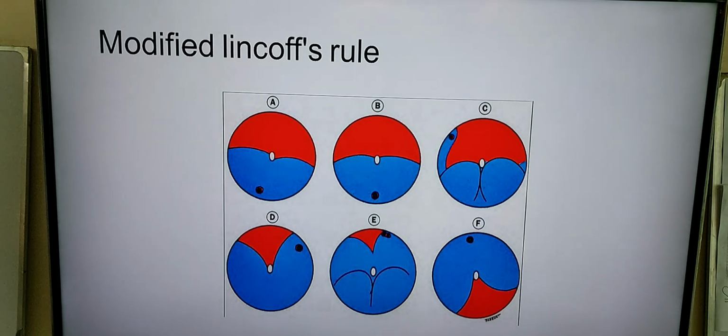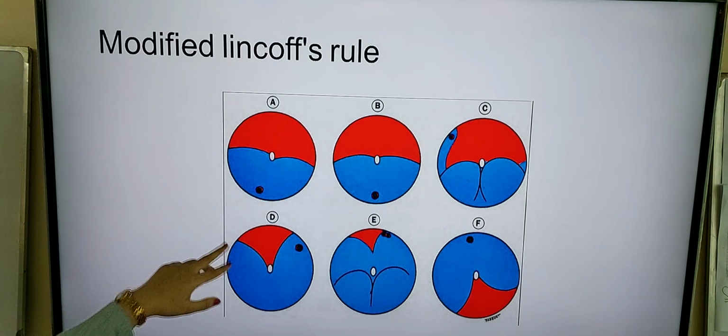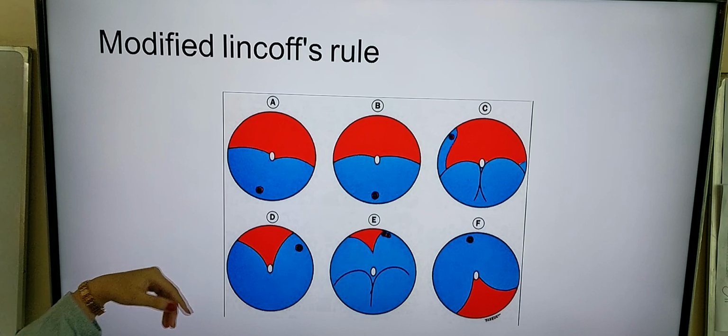If there's a shallow break inferiorly, the fluid level will be higher on that side. For example, here in this picture, you can see that the break is present temporally, and the fluid level is higher on that side. If the primary break is at 6 o'clock position, the fluid will be equal on both sides. This is the optic nerve, and equal fluid levels on both sides.